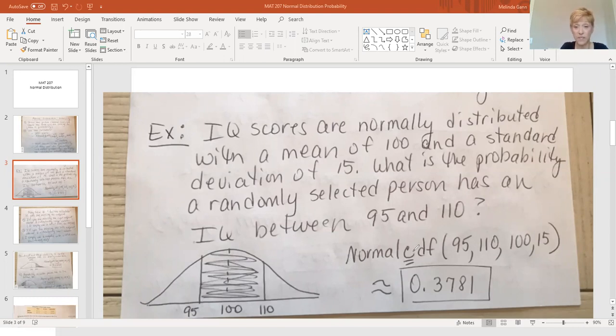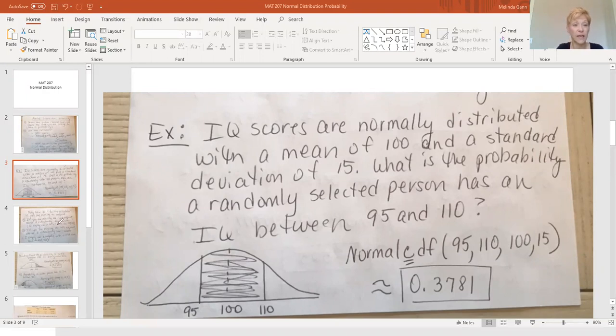So you have normal CDF, that 95 is your left endpoint on your shading, that 110 is your right endpoint on your shading, that 100 is the mean for IQs, and then remember 15 is the standard deviation for IQs. When you type all that and hit enter, I just rounded to 4 decimal places. That is your answer, and you are finished. See, Jesus loves you. It doesn't get any easier than this, okay?